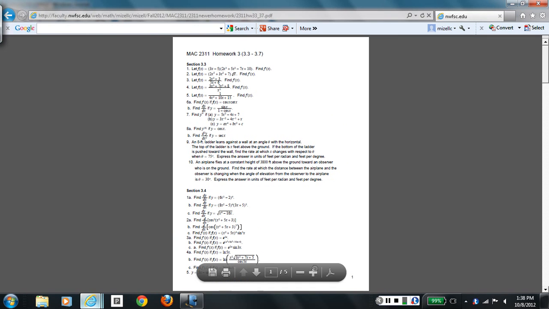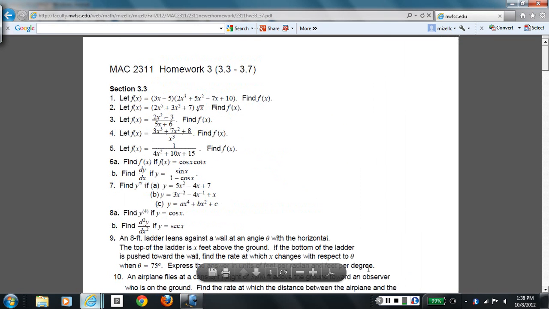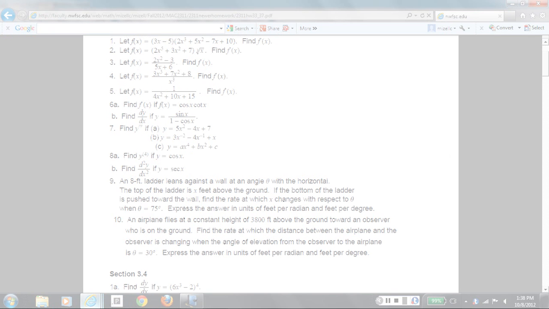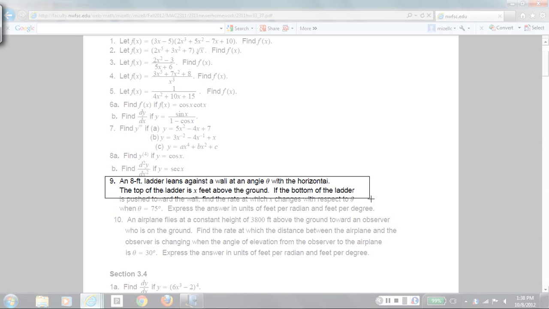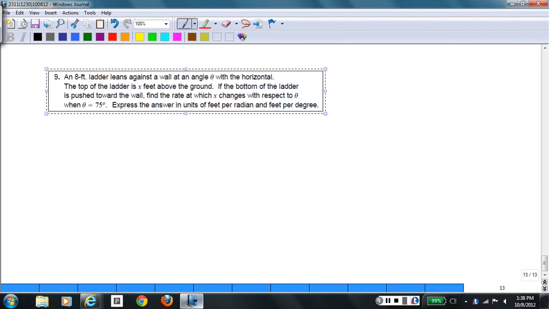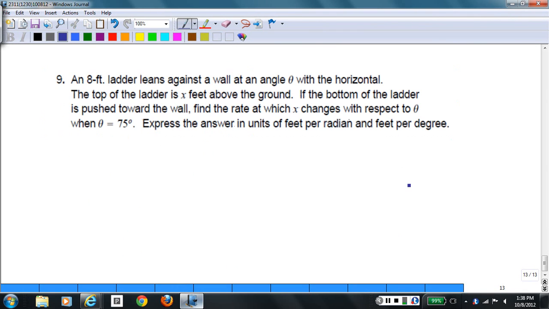3. Tell me these are easy. Yeah, I was hoping to get to an airplane problem today involving related rates. We'll see. 9 and 10. Let's look at 9. We'll probably save the airplane problem to the next test, but let's look at the ladder problem. And by probably, I mean definitely. Yeah. Definitely save the airplane problem to the next test.